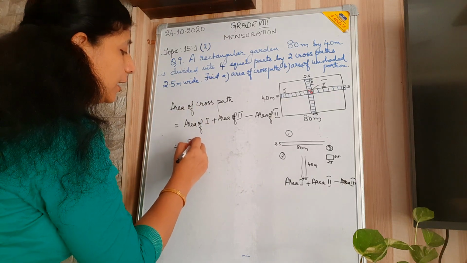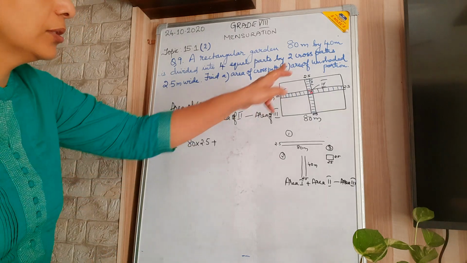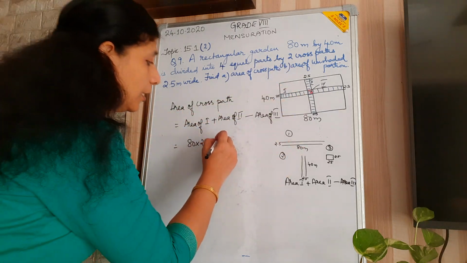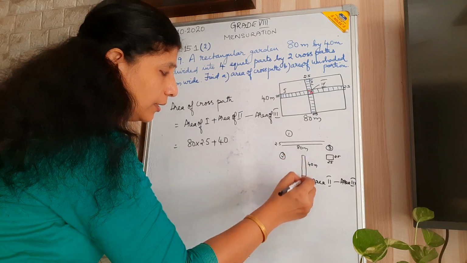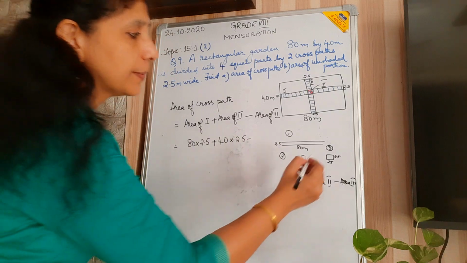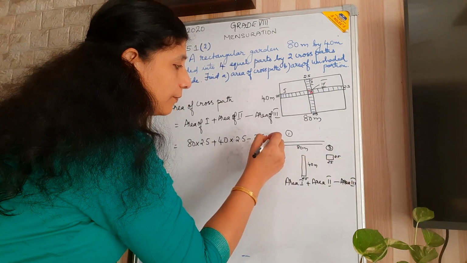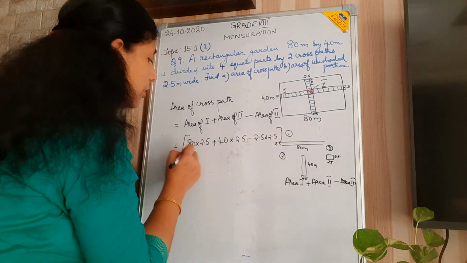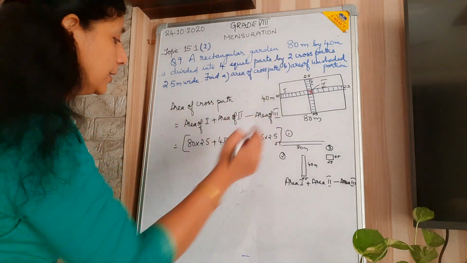So it is 80 into 2.5 plus along the breadth it is 40. See the second figure, this is considered as a rectangle. So 40 into 2.5, and what I had to subtract? I had to subtract a small square of 2.5 into 2.5. Okay, this is area of the cross path. So area of the cross path, it is passing through this one center, means it is like this.